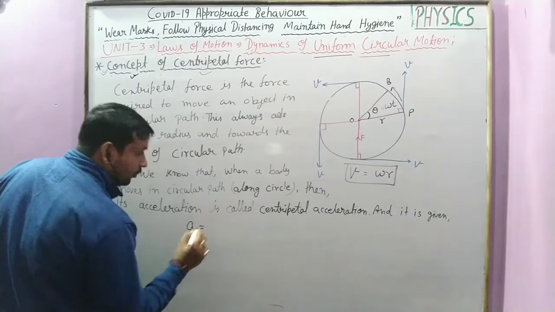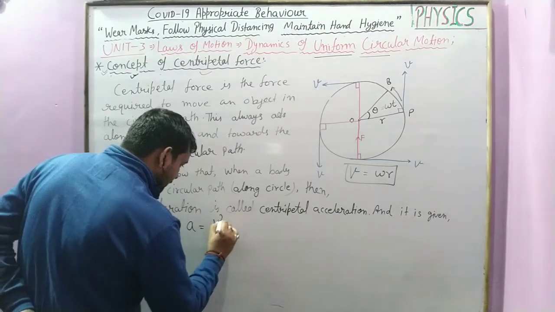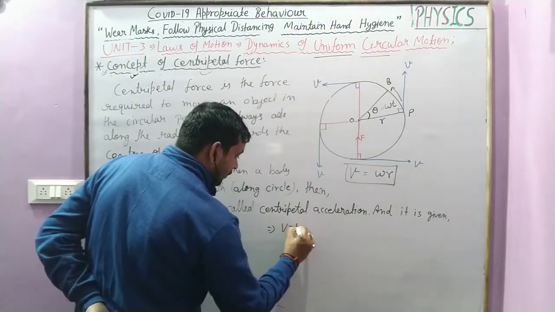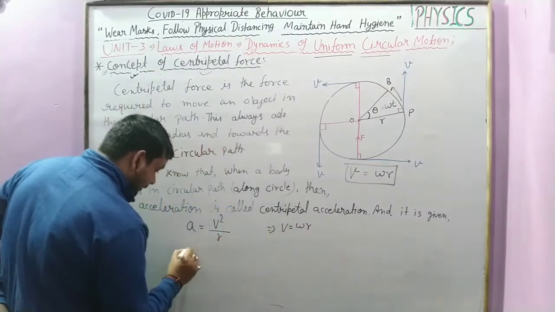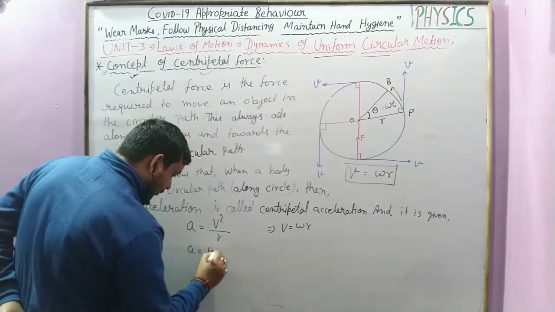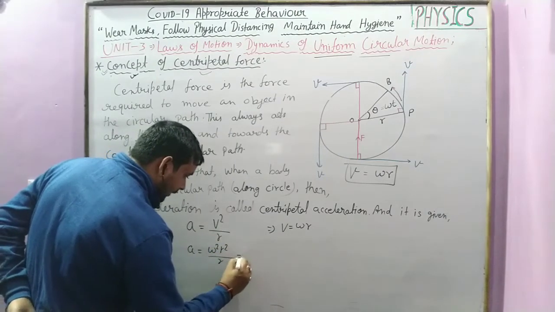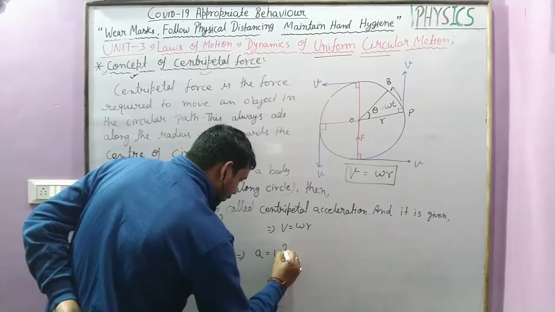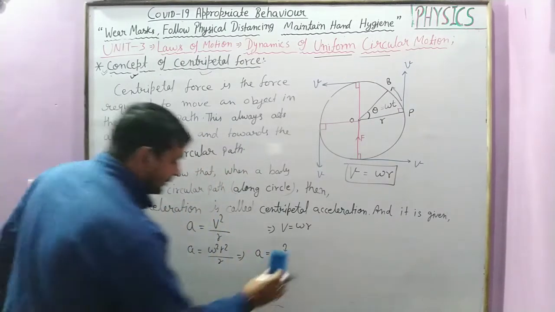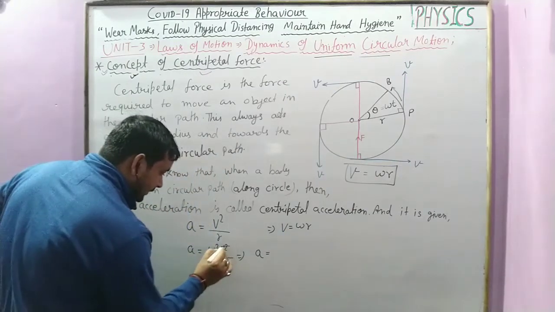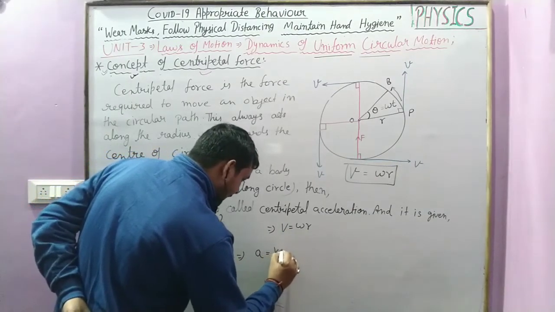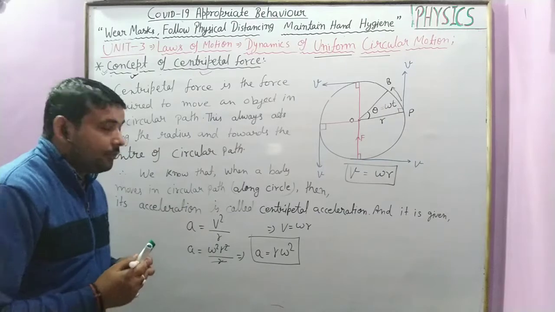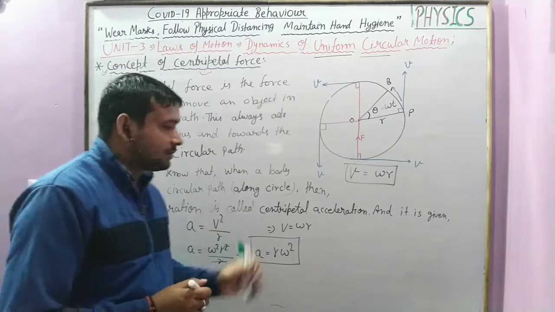a = v squared upon r, and because we have v = omega r, this acceleration becomes omega squared r squared upon r, which gives a = r omega squared. The r squared cancels by r, and we get the result r omega squared. This is the value of acceleration when a body is moving in the circular path.